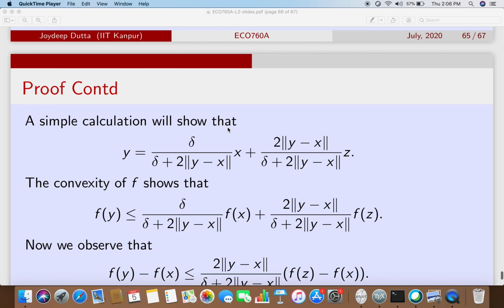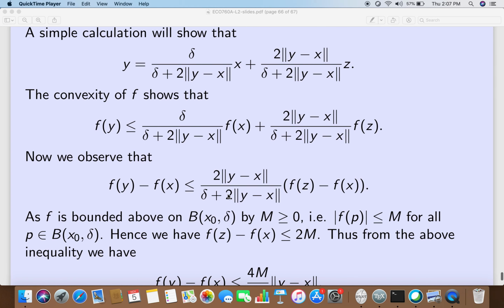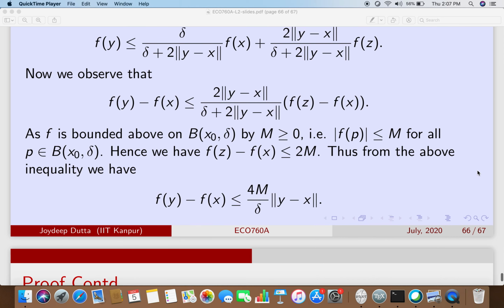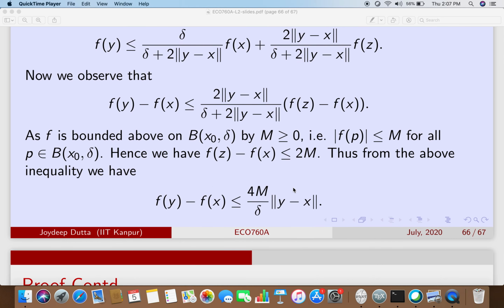that f of y is less than or equal to this coefficient times f of x plus this coefficient times f of z. Now subtract f x from both sides. Once you subtract f x from both sides, a simple calculation would show that this is true. Now please understand that delta plus 2 norm y minus x is bigger than or equal to delta. So 1 by delta plus 2 norm y minus x is less than or equal to 1 by delta. Applying this fact, we will come to a conclusion like this, and let me see how.